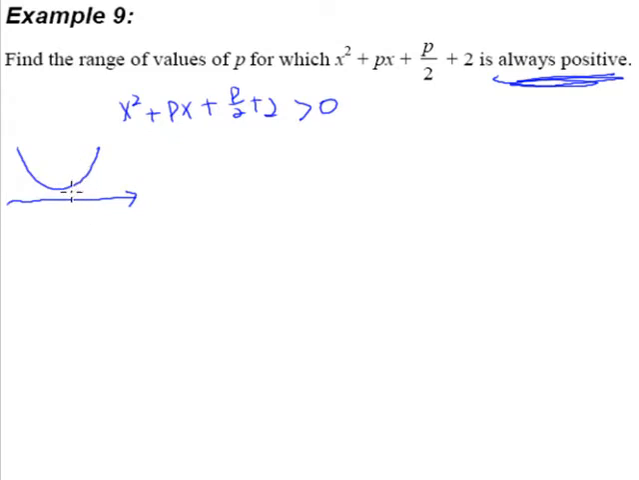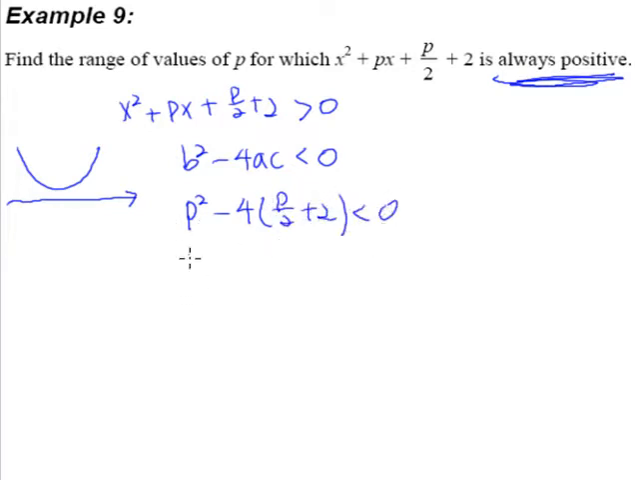When there is no x-intercept at all, it means that there are no real roots, and when there are no real roots, it means that your b squared minus 4ac would be less than 0. Your discriminant will have to be negative because there are no real roots. So let us continue. What is our b squared? B squared obviously will be p squared minus 4a. A is 1, and c is p over 2 plus 2, and this will be less than 0. Working this out, we get p squared minus 2p minus 8 less than 0.